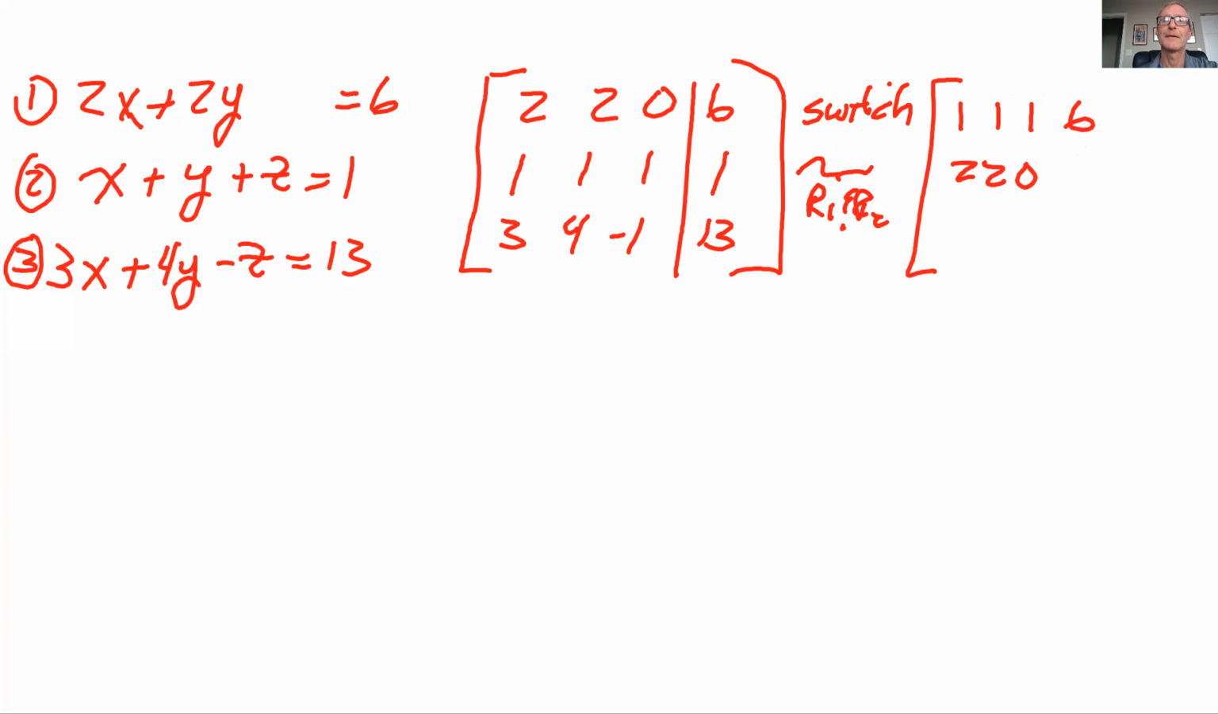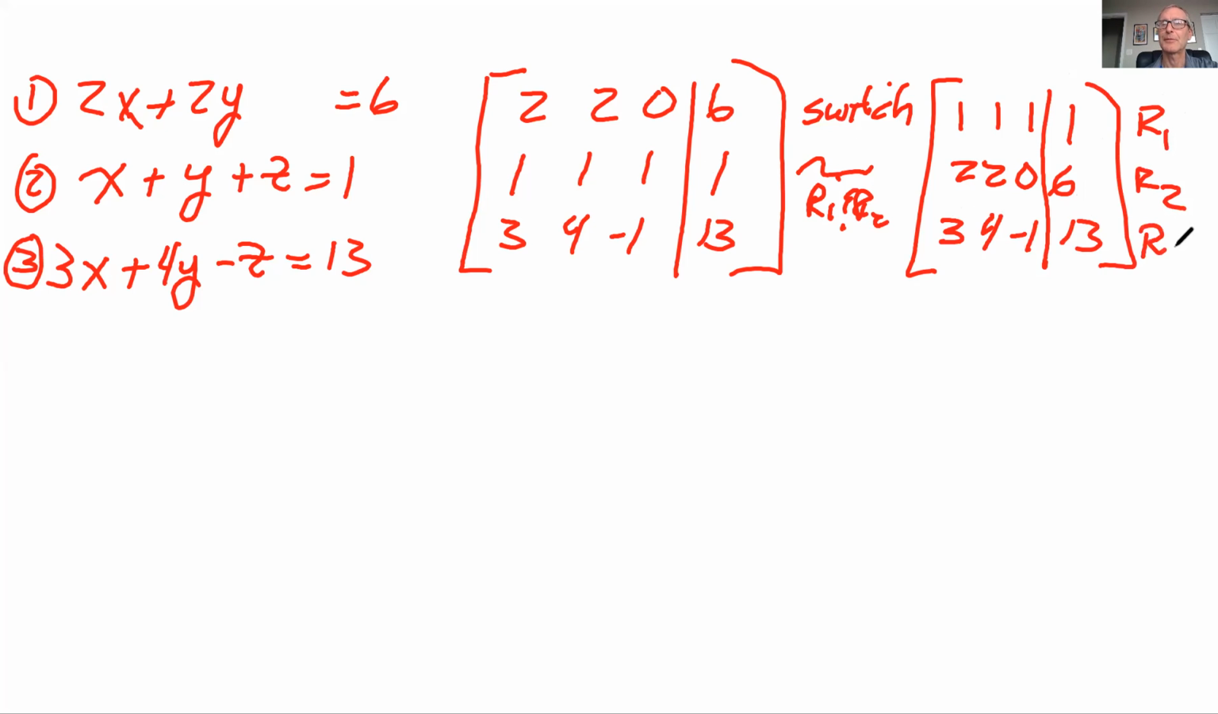Whoops. Let me start over here. This should be a 1. Don't copy things wrong. And then this would be a 6. And then we'll leave this 3, 4, -1, and 13. So you see how we just flip those around. So this is R1, this is R2, and this is R3. Let me make sure that you can see that. Okay, so we switched R1 and R2.